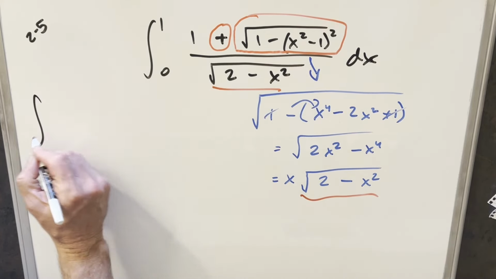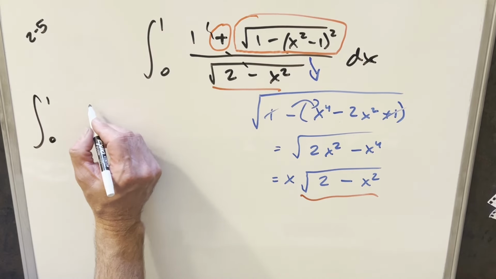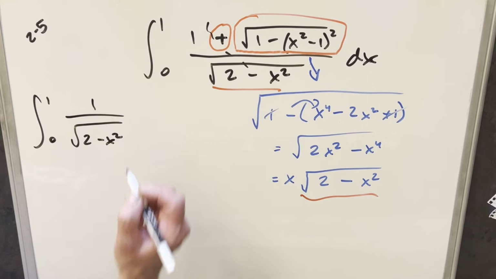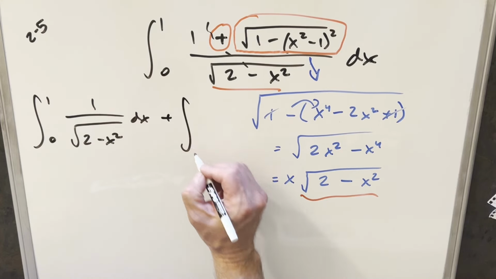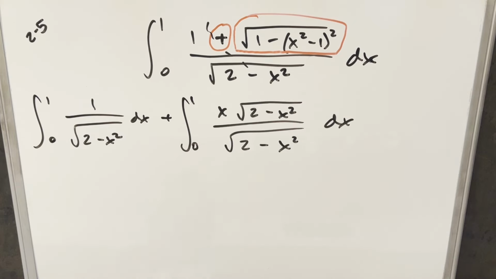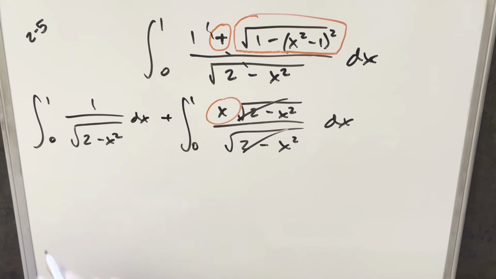For the first one, it's going to become the integral from 0 to 1 of 1 over square root of 2 minus x squared. Then we'll have plus our second integral, and this again is going to come into the numerator. But now we get the cancellation with this, and all that's left in this second integral is just going to be an x, so we'll use the power rule on that. Then come back here and see what's happening.